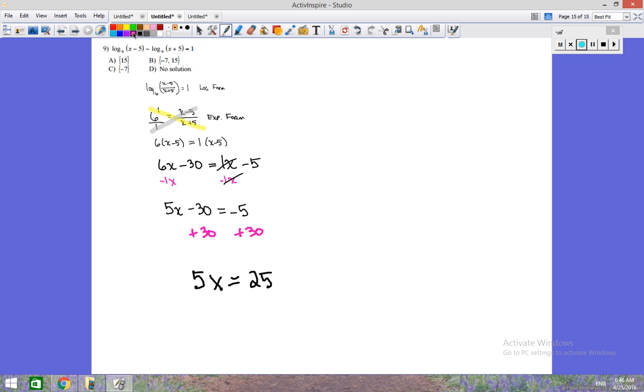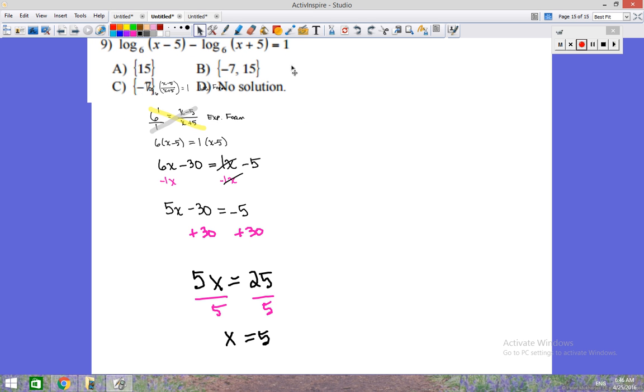And finally, let's divide by 5. So my possible solution to this is 5. So let's come in and check to see if that's extraneous or not. Let's plug in 5 into our left-hand side: we have log base 6 of 5 minus 5 minus log base 6 of 5 plus 5. And the question is, does that subtraction simplify to 1?